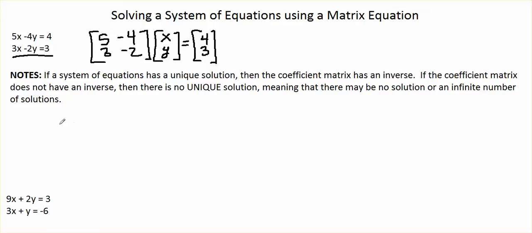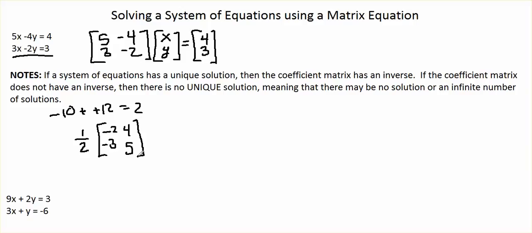5 times -2 is -10. 3 times -4 is -12, and we subtract these two. Minus a minus is a plus, and we get a +2. To find the inverse, we take our determinant and put it over 1, and then we scramble up this matrix. We switch these two elements, -2 and 5, and we change the sign of these two. This becomes a +4, and this becomes a -3.